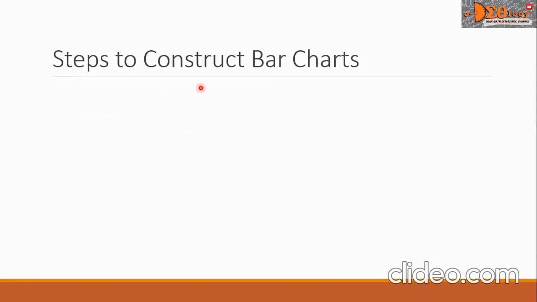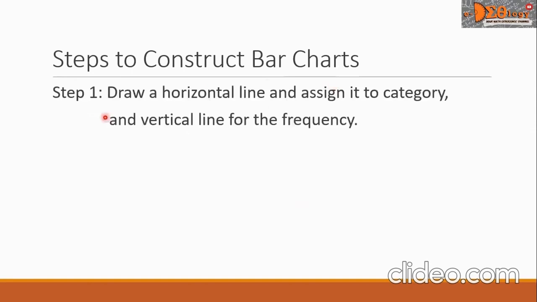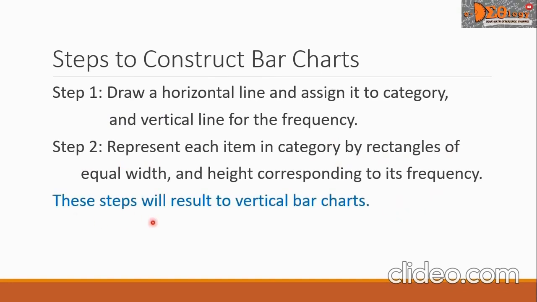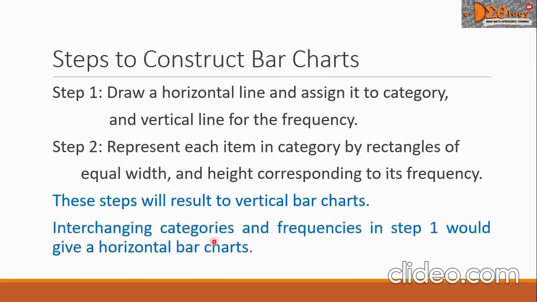These are steps to construct bar charts. Step 1. Draw a horizontal line and assign it to category, and vertical line for the frequency. Step 2. Represent each item in category by rectangles of equal width and height corresponding to its frequency. These steps will result in vertical bar charts. Interchanging categories and frequencies in step 1 would give a horizontal bar chart.